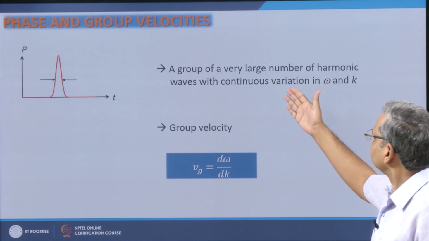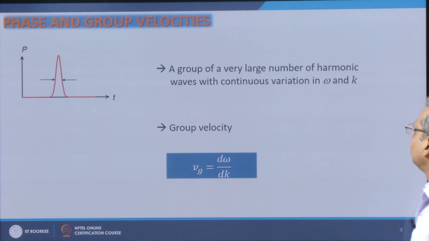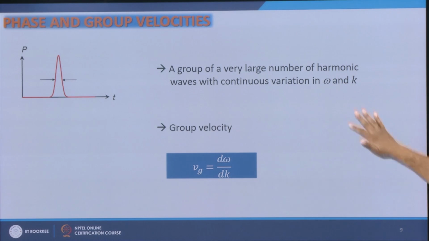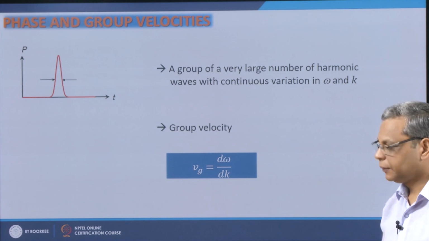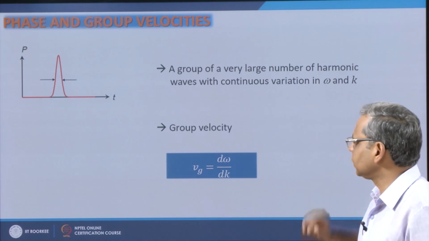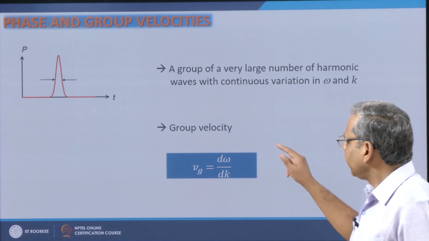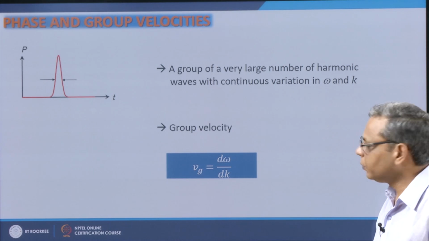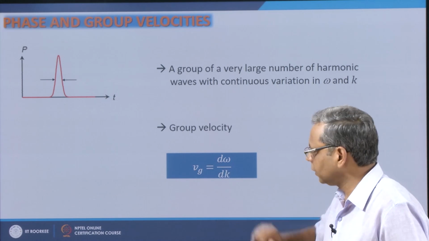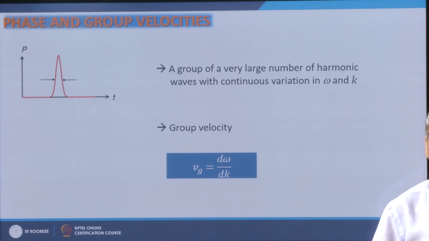If I have this very large number of harmonic waves with continuous variation in omega and k, in such a situation, delta omega over delta k would now become d omega over dk, and the group velocity will be given by d omega over dk.